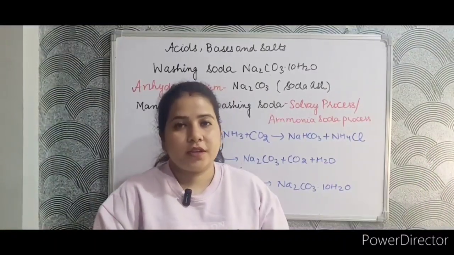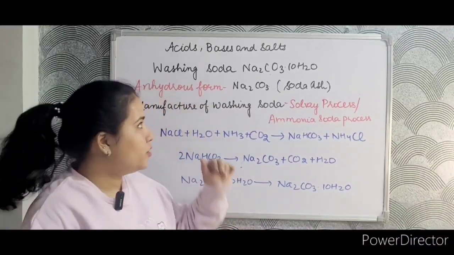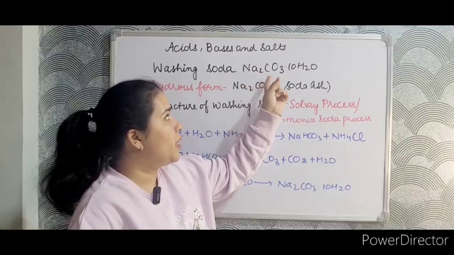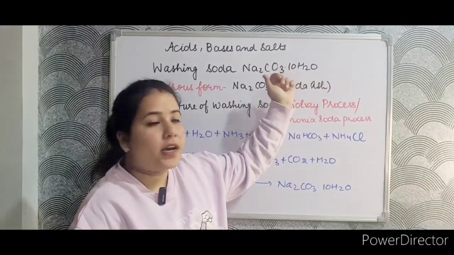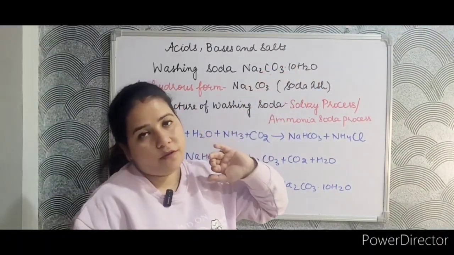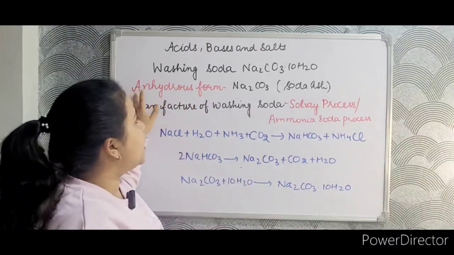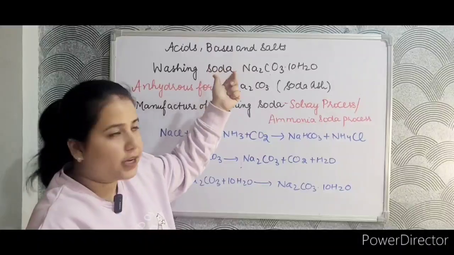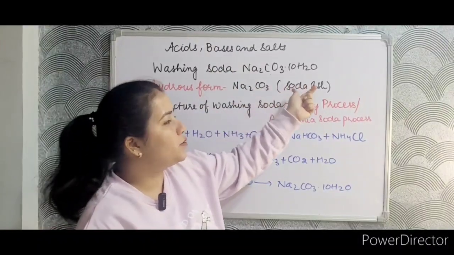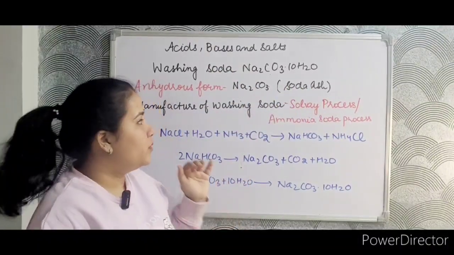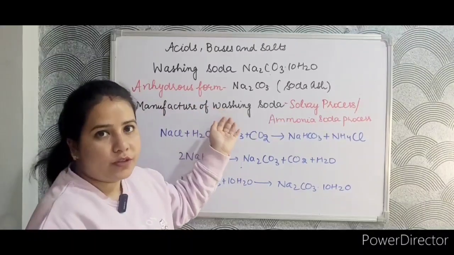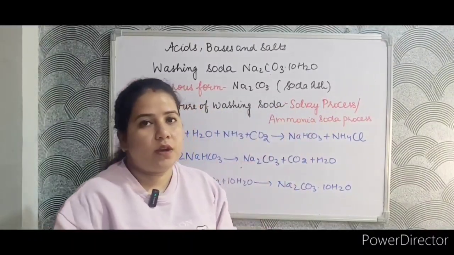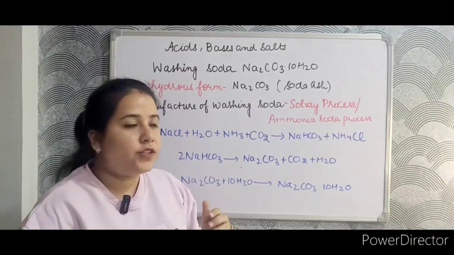Next compound is washing soda. Formula for washing soda is Na2CO3.10H2O, sodium carbonate decahydrate. Deca refers to 10 molecules of H2O. Next is anhydrous form. The formula for anhydrous form of washing soda is Na2CO3, which is also known as soda ash.